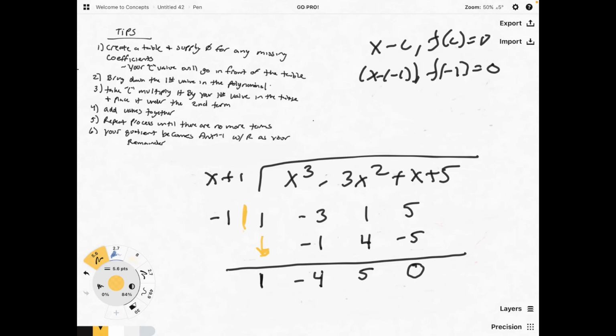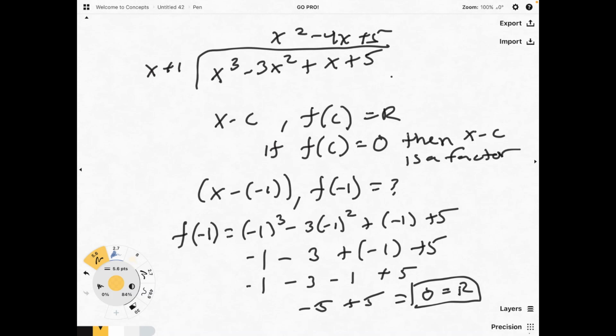And if you recall, this is what we got when we did long division. There is no remainder, which then means x plus 1 is a factor of the function x cubed minus 3x squared plus x plus 5. If we look back at our long division, we get the exact same thing here.